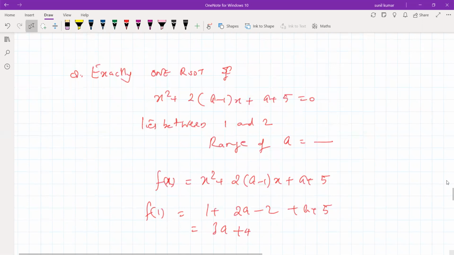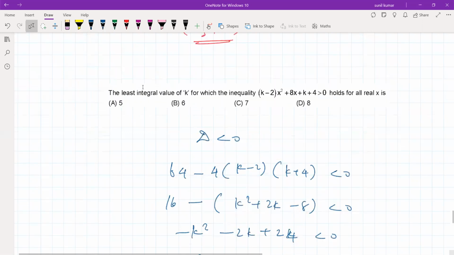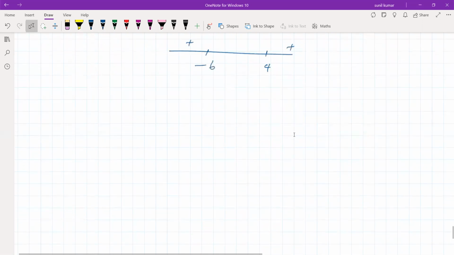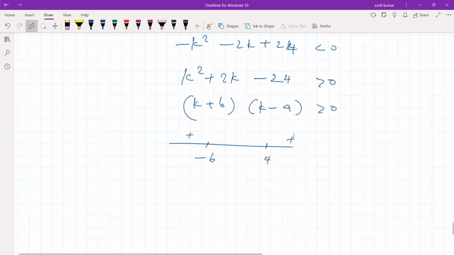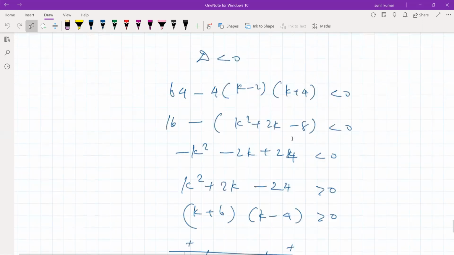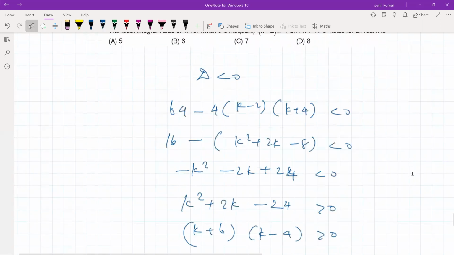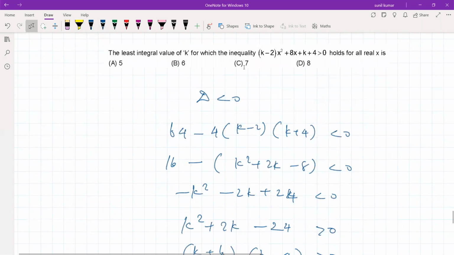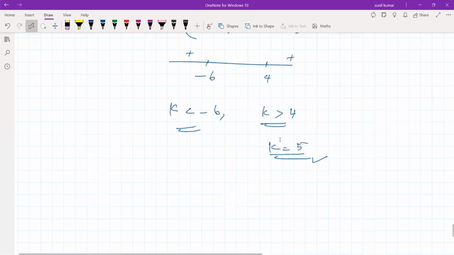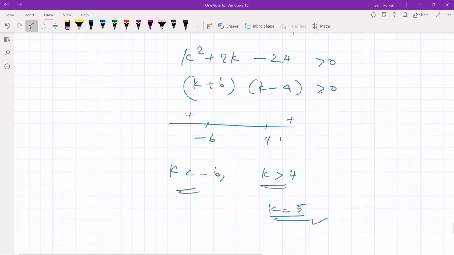What is the problem they are giving? The problem is this one only: the least integral value of k for which this holds. So the options are given. This is 5 only. So k should be either less than minus 6 or k should be greater than 4. So according to the option, we are getting the least value of k is 5. I think they will have to give the least positive value, they will have to write it, but they have not given. But according to this option, 5 is the least value. Got it?